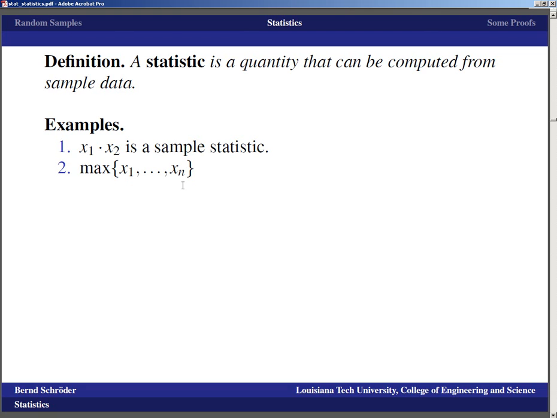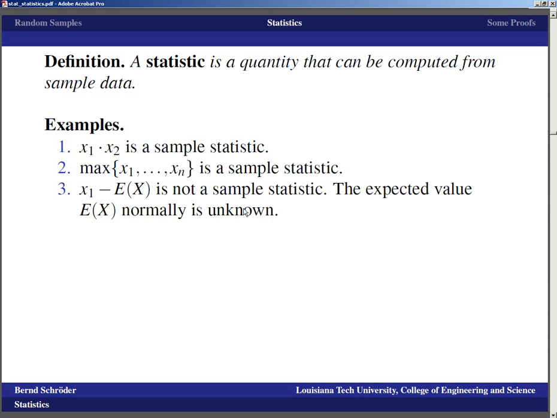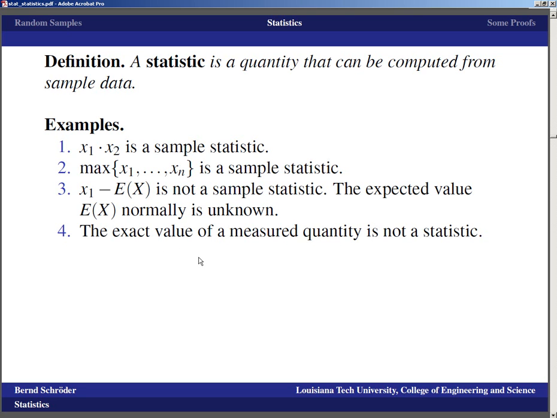The maximum of the sample values, okay, that's something that sounds a little bit more interesting. That's also a sample statistic. If I take my first sample value and subtract the expected value of the random variable, that's something I would like to do, right? Because that's the deviation from the expected value. But that's not a sample statistic, and it's not a sample statistic because the expected value typically is not known. In fact, we compute a lot of statistics to get an estimate for the expected value. And so if I already knew the expected value, why would I do a measurement, right? I would just put that expected value into my theory and move on.